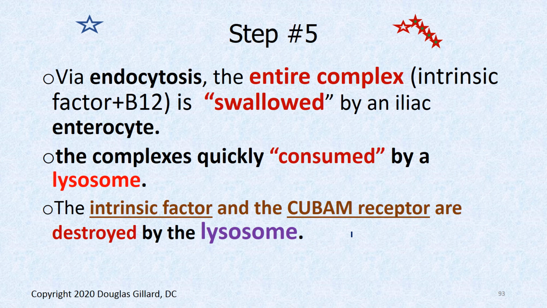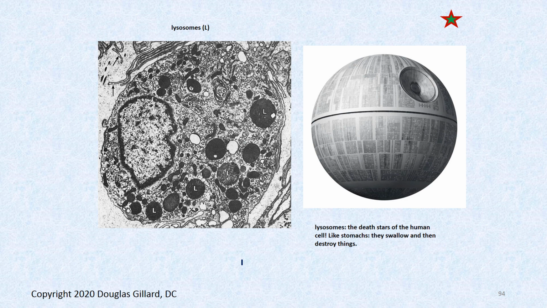Then once inside the cell, it gets into the Death Star, the stomach of the cell. The lysosome grabs it and swallows it. And that is enough. I mean, there's wicked chemicals and all sorts of antioxidants and free radicals in lysosomes, horrible stuff in there. It destroys intrinsic factor and the cubilin receptor. But a miracle is somehow it knows not to destroy vitamin B12.